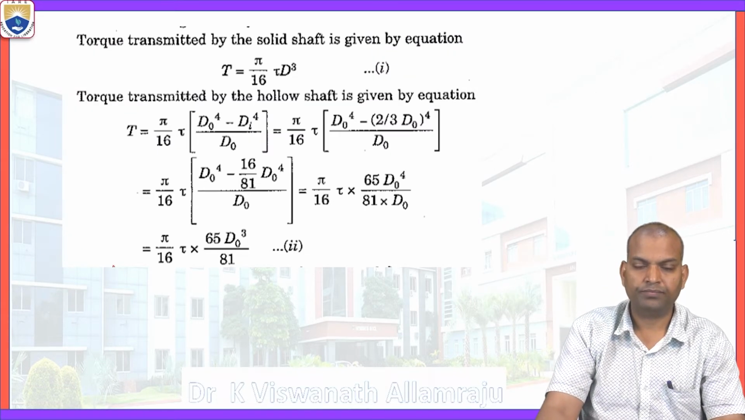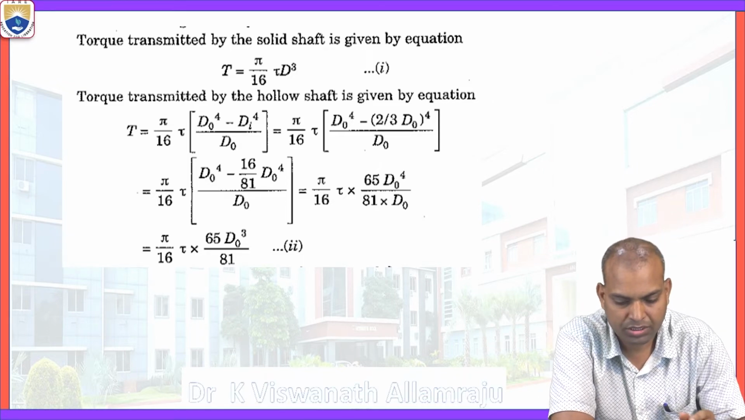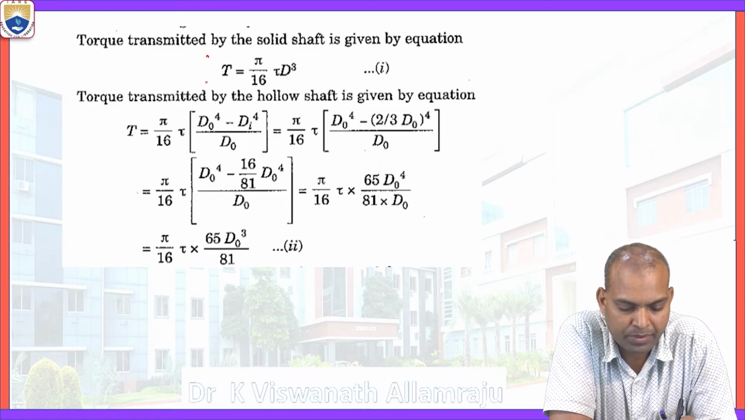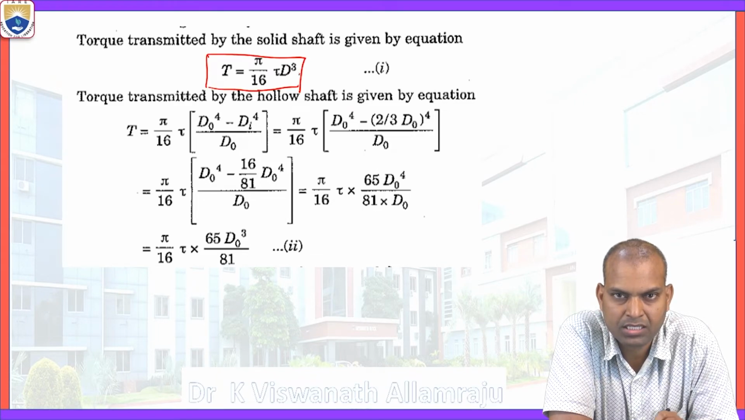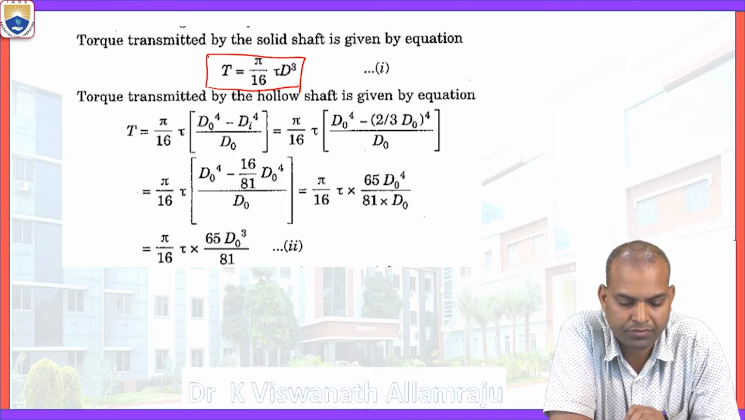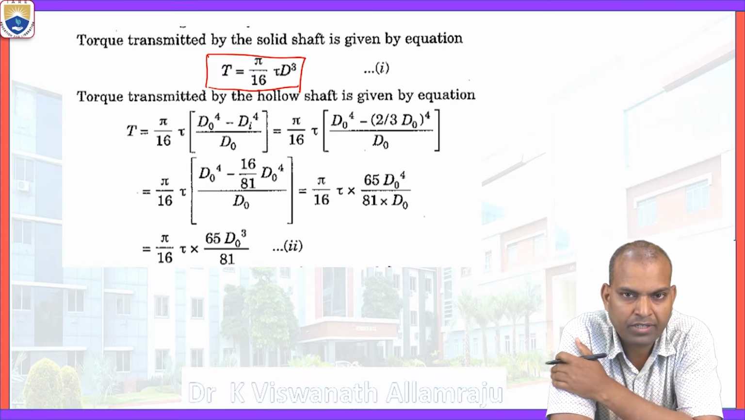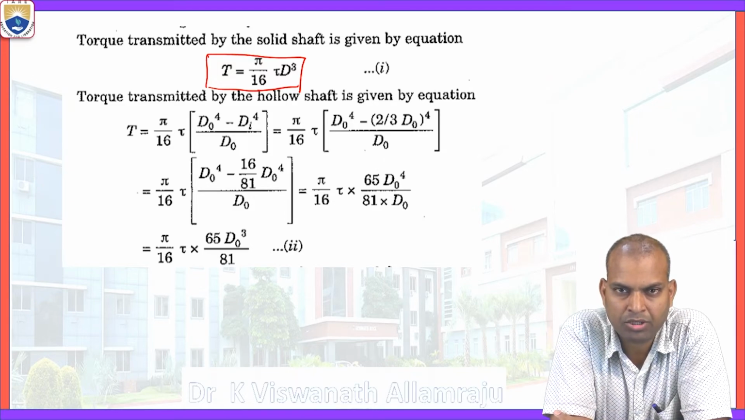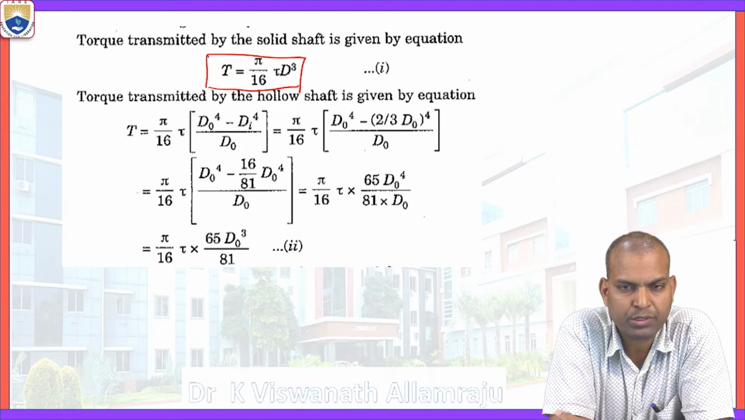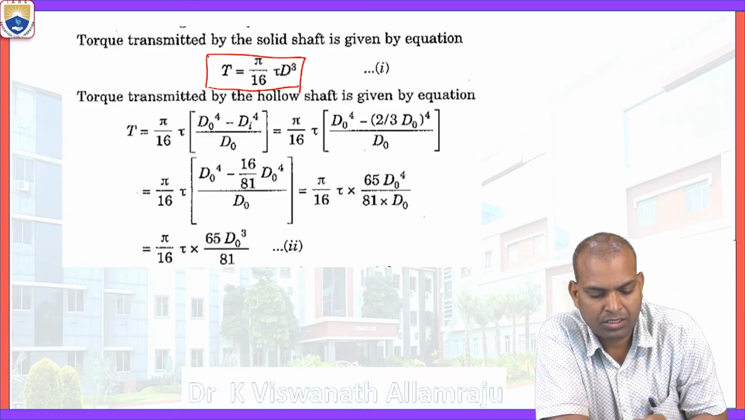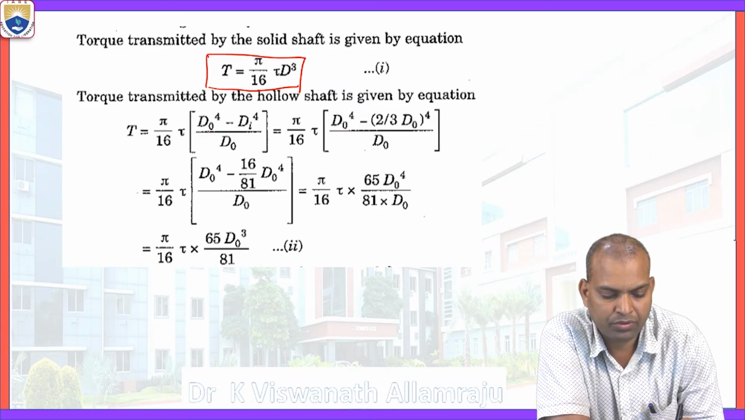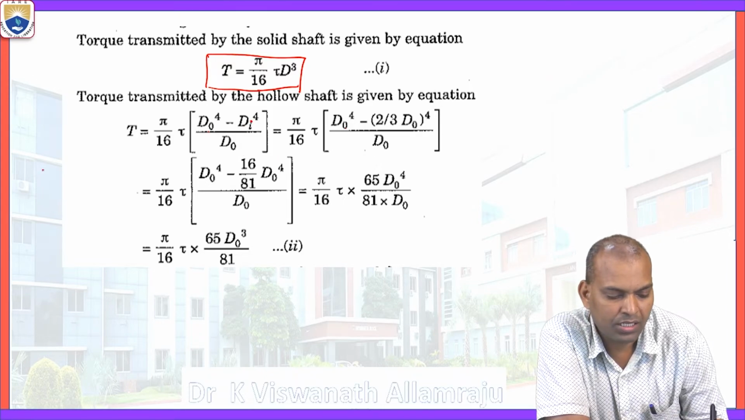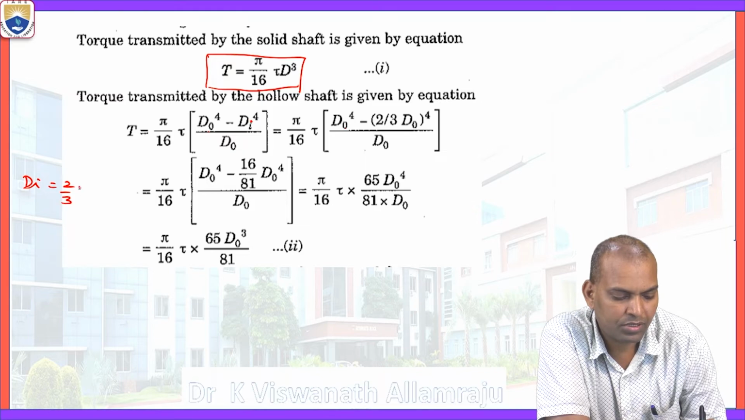Now, so simple. First, the solid circular shaft torque equation, that is T equal to pi by 16 times tau d cube. Here d is the diameter of solid circular shaft, and we have derived just now the torque transmitted by a hollow circular shaft. What is the formula? That is T equal to pi by 16 times tau, d naught power 4 minus di power 4, by d naught. That is pi by 16 times tau d naught power 4. What is di equal to? That is 2/3 times d naught.